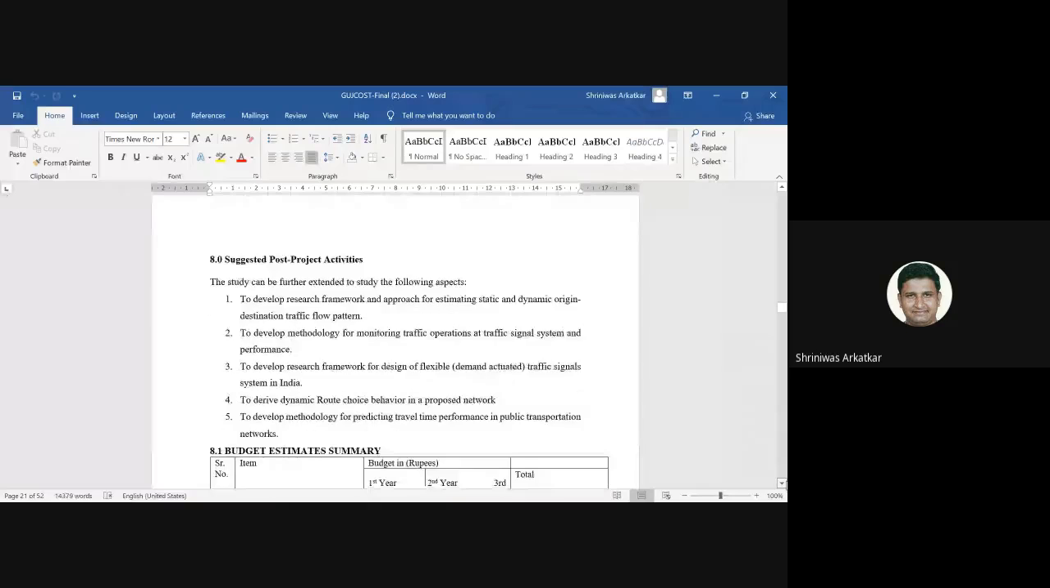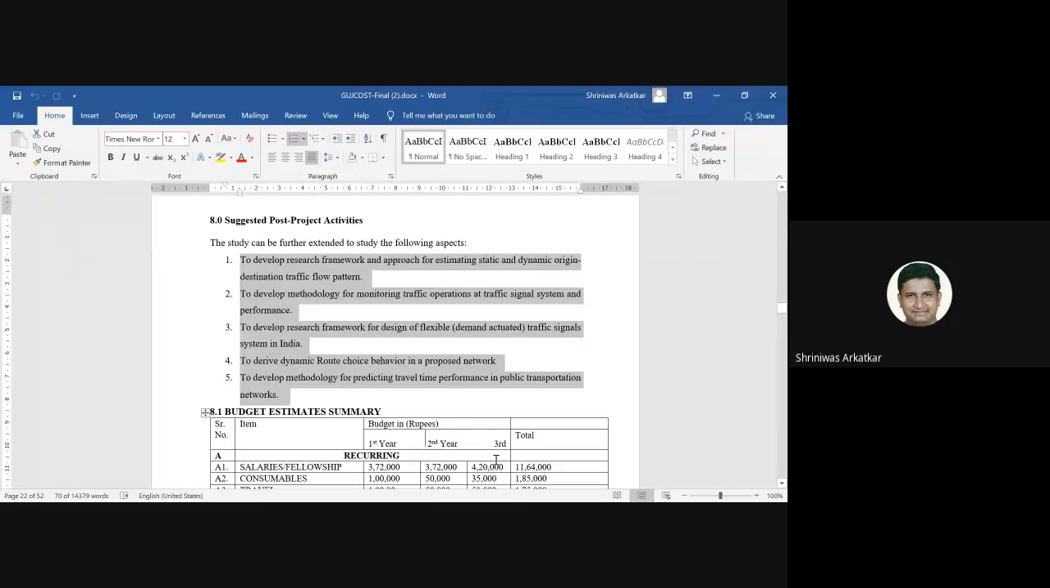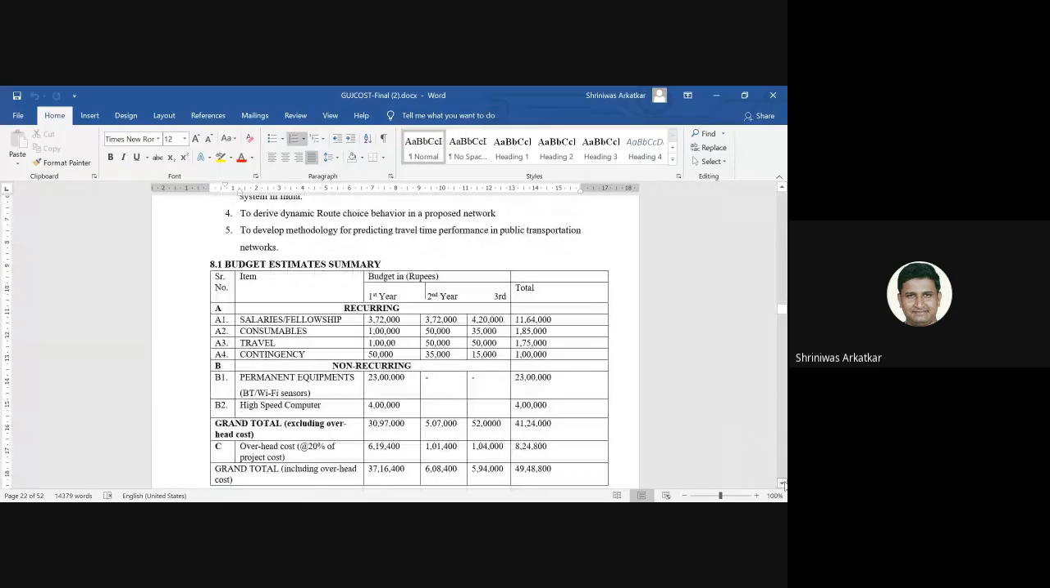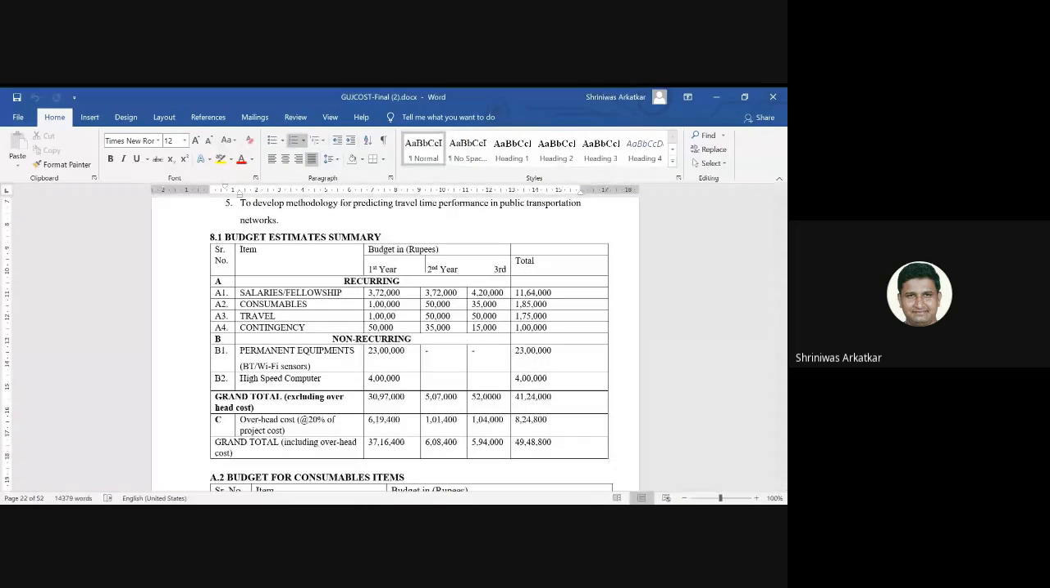So here, these are the suggested project activities, and these are the suggested post-project activities, showing how this project will give you further impetus in arriving at even still better, higher-level objectives. And they will ask you how exactly you have arrived at a particular value of 50 lakhs or 10,000, 20,000, 1 lakh, 2 lakh, 5 lakh, whatever. So you can divide this into two areas, recurring and non-recurring.